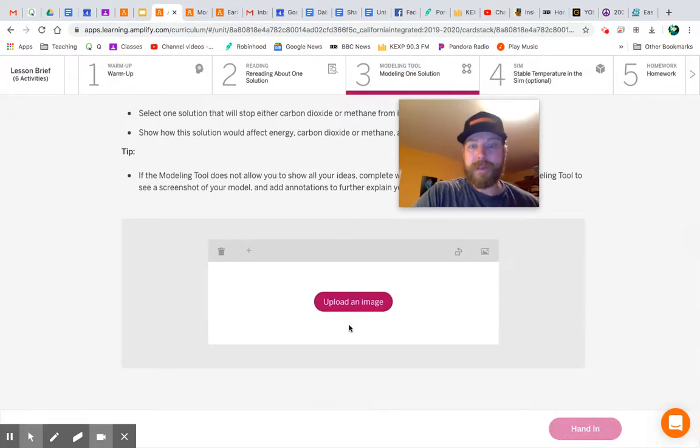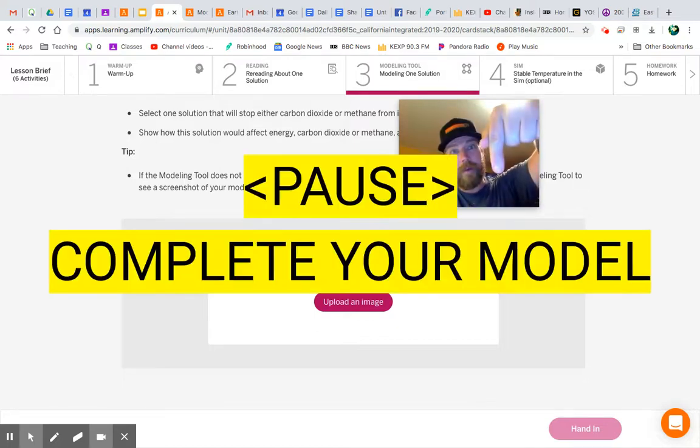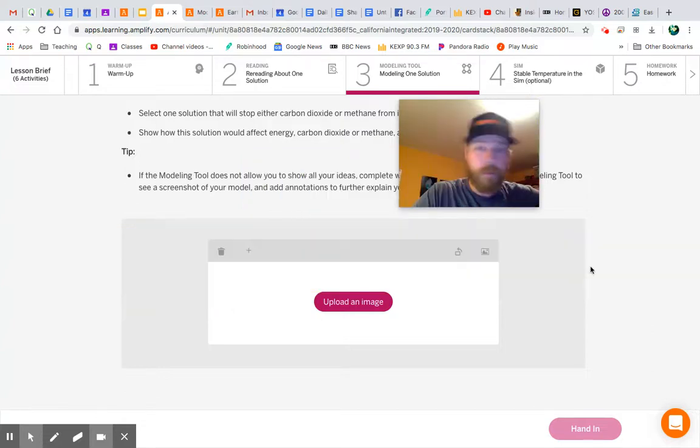Make sure you submit it, upload your image, and hit hand in when you're done. Work on that right now. Pause. Which one did you do? I'm sure it looks great.